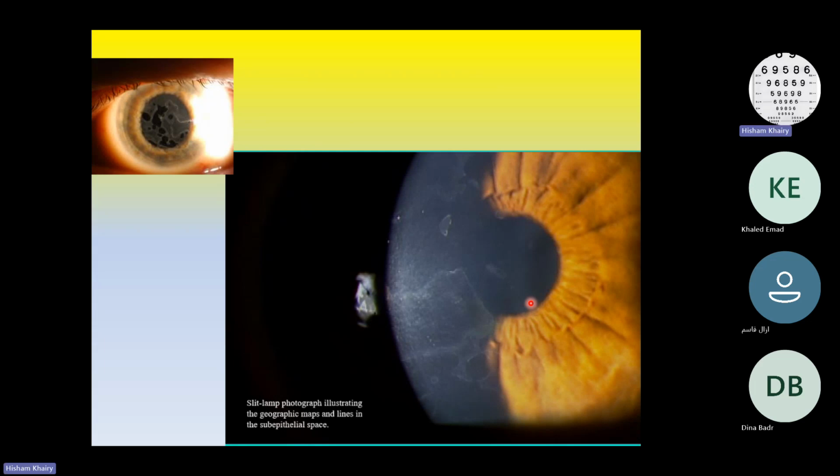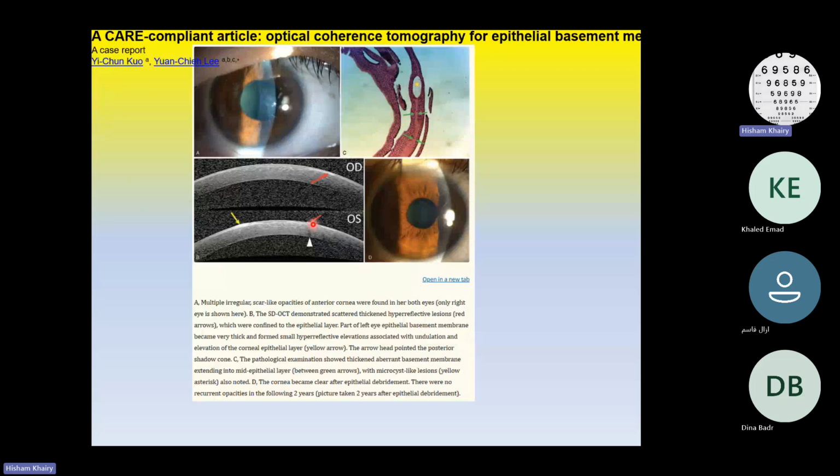So what can you see here? Do you recognize some abnormality which seems to be like maps with slightly hazy borders? If you do a slit beam, you'll see that this is in the epithelium and basement membrane.